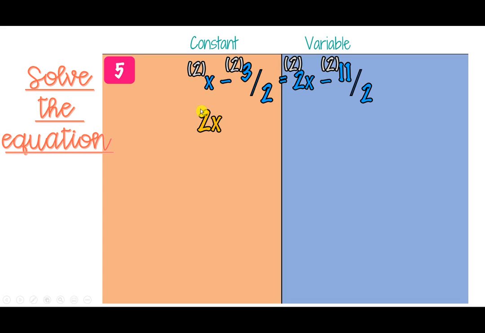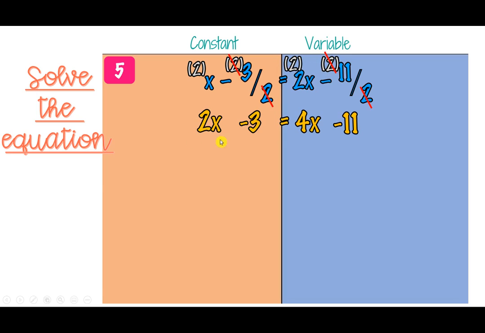2 times x, 2x, 2 times a negative 3 halves. Well, those 2's are going to cancel, and I'm left with negative 3. Well, 2 times 2x is 4x, and 2 times 11 halves, well, those 2's are going to cancel, and I'm left with a negative 11. Same old equation with variables on both sides. This time I want my variables on the blue side, just to show you that it doesn't matter.